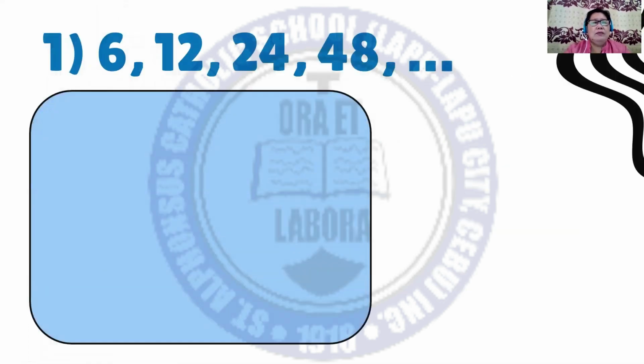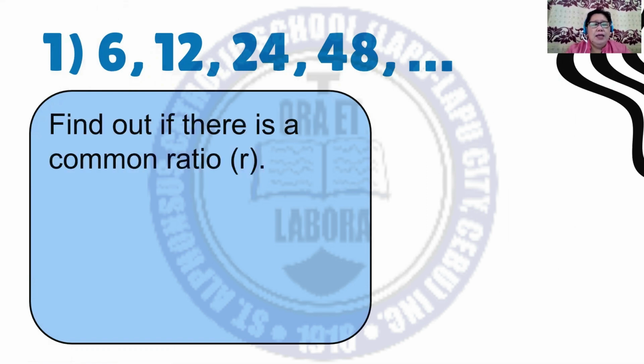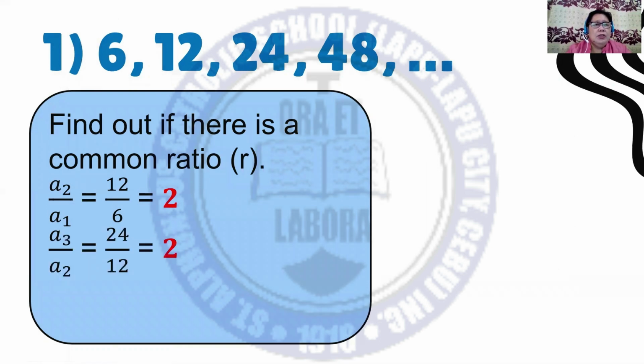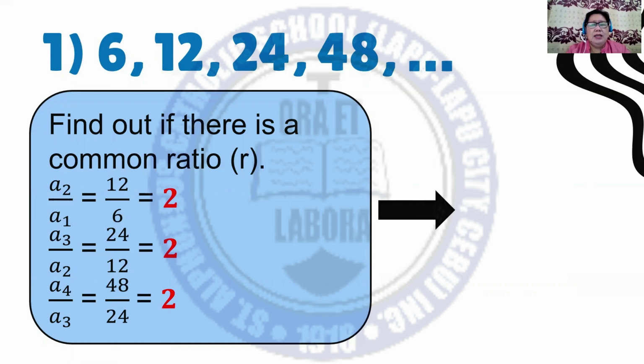Next, let us find the common ratio and the next 3 terms of each geometric sequence. Given 6, 12, 24, 48, and so on. Find out first if there is a common ratio. So, using the second term over the first term, we have 12 over 6 equals 2. Third term over the second term, 24 over 12 equals 2. A sub 4 over A sub 3 equals 48 over 24, which is equal to 2. Therefore, there is a common ratio equivalent to 2.